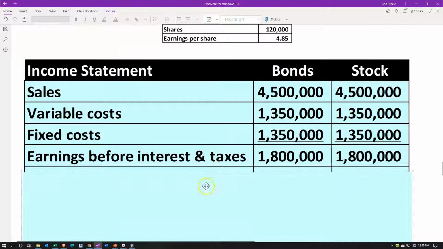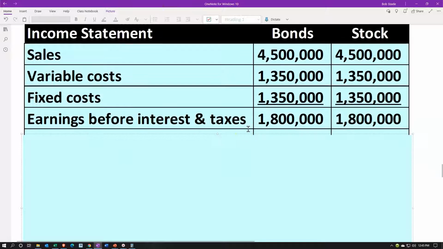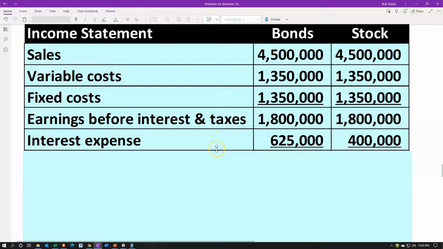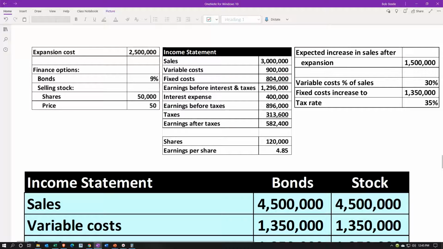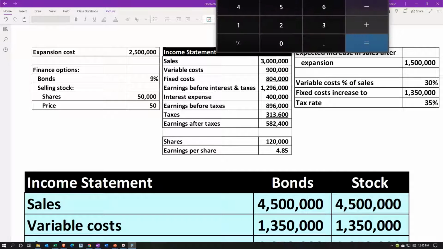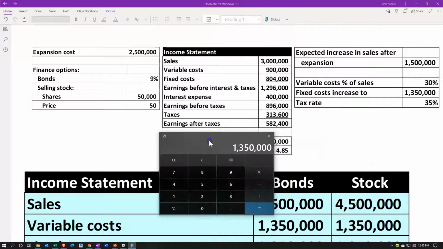Then we have the earnings before interest and taxes. We'll be subtracting the sales minus the variable costs and the fixed costs. We're at the same point whether we finance with bonds or stocks at this point. Then we have the divergence, with the interest, because the interest that we're going to be paying will differ depending on how we finance the purchase. If we finance it with debt, we're then going to have more of the interest.